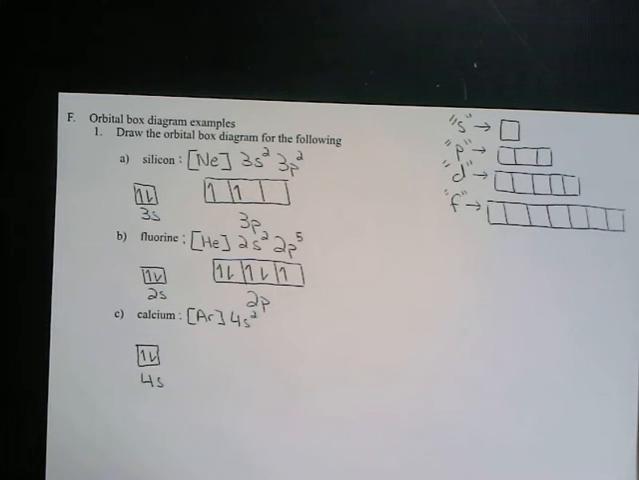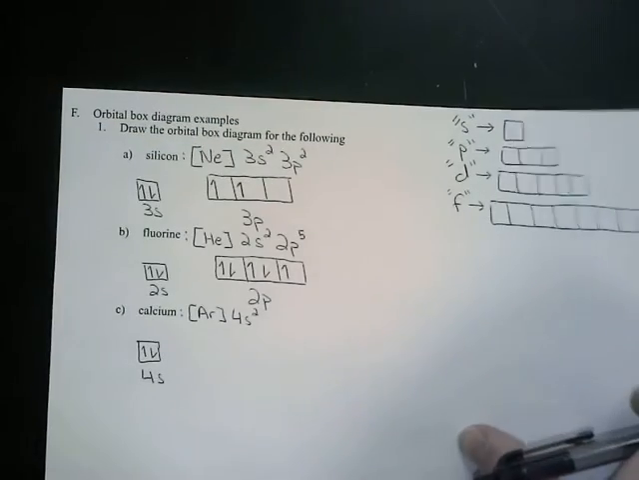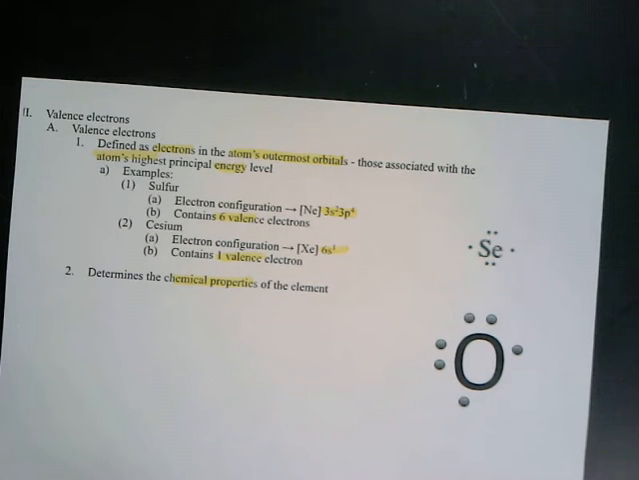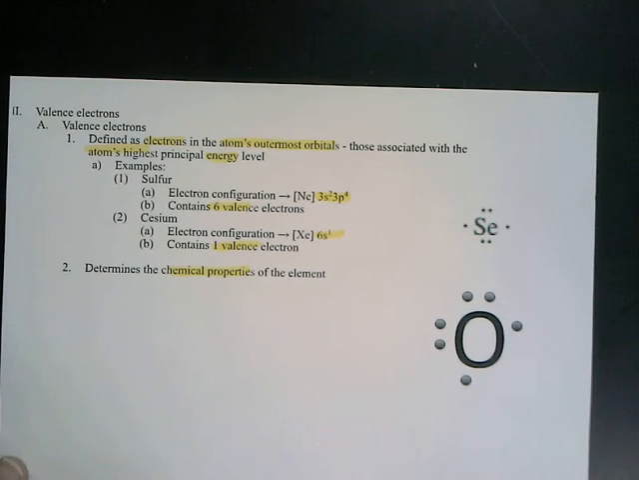All right, so again, moving on here, we have one more concept, and that is talking about valence electrons, or Lewis structures. All right, so with this, we have valence electrons, and it says here that these are defined as electrons in the atom's outermost orbitals, or in that highest principal energy level. So what we could do here is we could do all the electron configuration for each and every element, but that would take quite a bit of work.